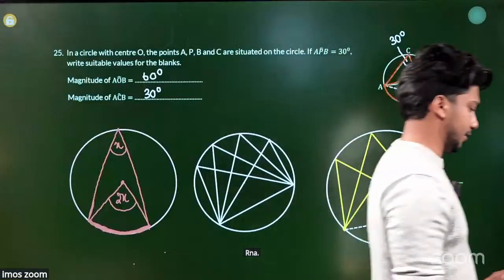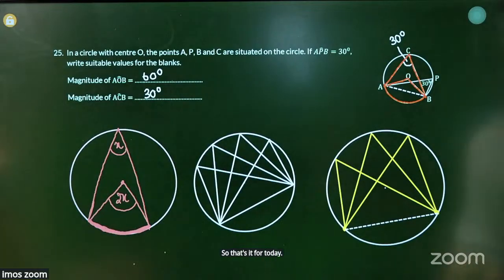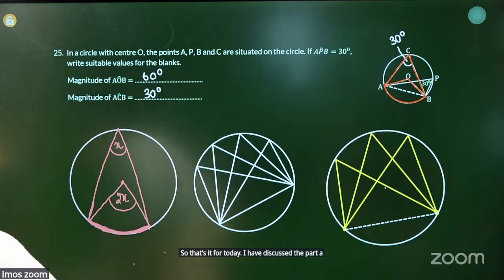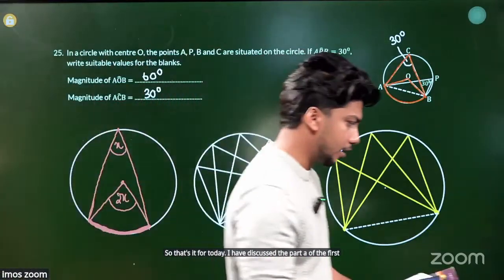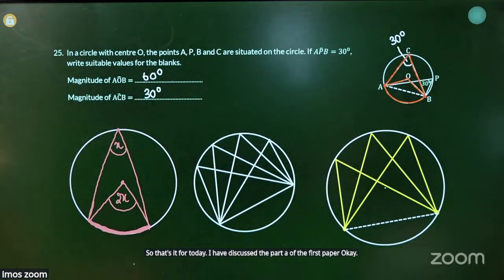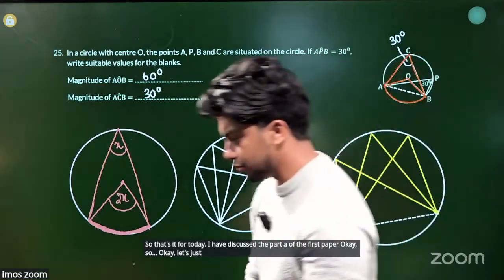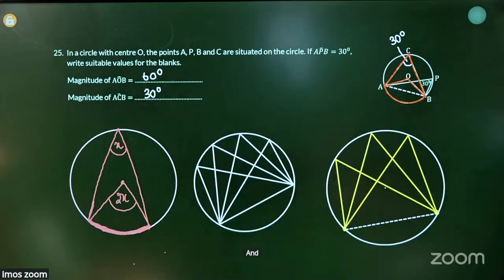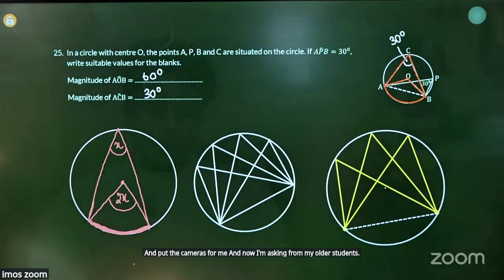So that's it for today. I have discussed part A of the first paper. Okay, let's turn on the chat and put the cameras on for me. Now I'm asking all my students: how was the discussion? Tell me.